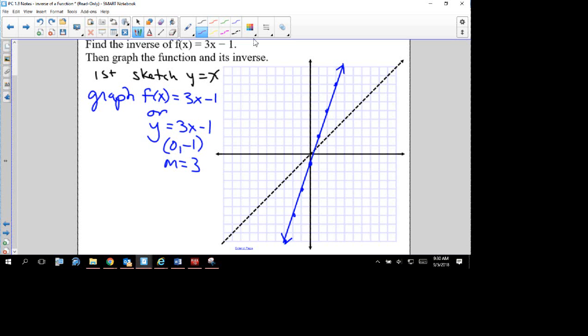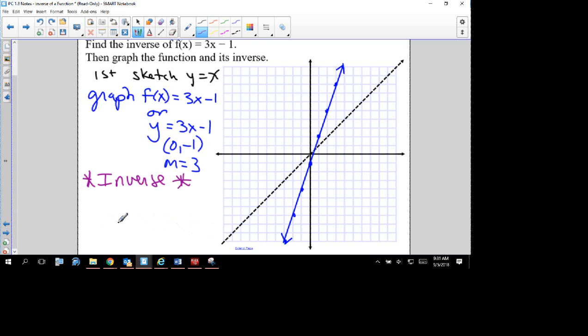So we're sketching y equals x. We're going to graph the original. Now I'm going to graph its inverse. Nope, I'm going to find its inverse. Then I'm going to graph it. You can find it by just thinking, oh, 3 times x, take away 1, it's got to be the opposite operation in the opposite order. You could write the equation that way. Or we can solve it algebraically. I'm going to show you how to solve it algebraically. You can do the thinking part if you want to, but I'm going to do it algebraically.